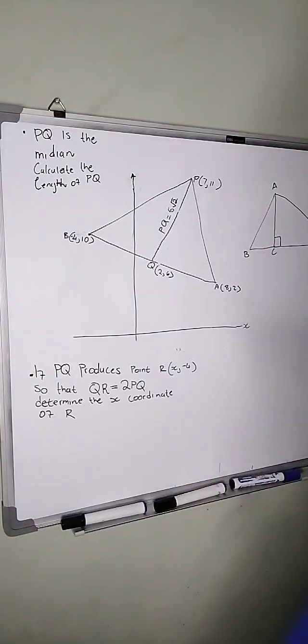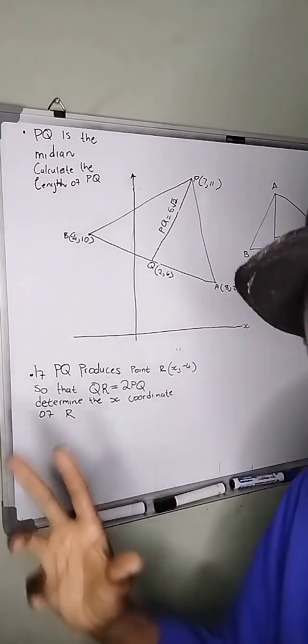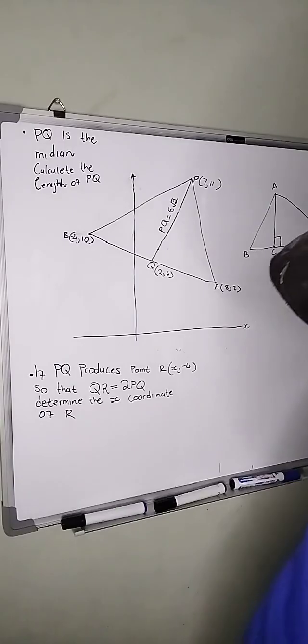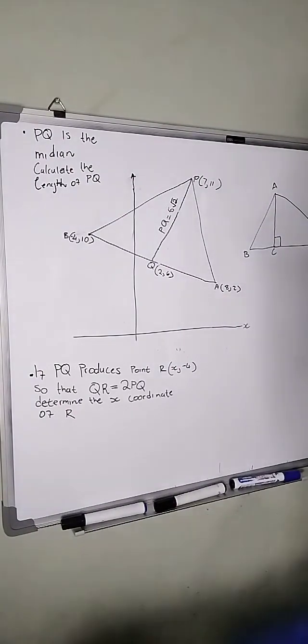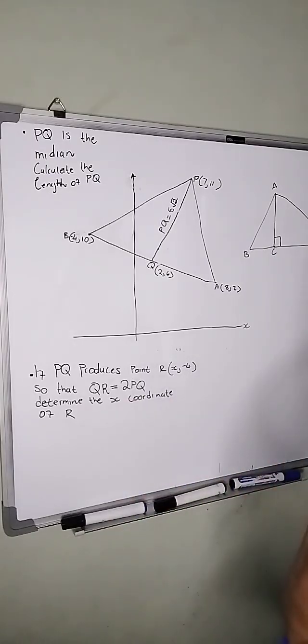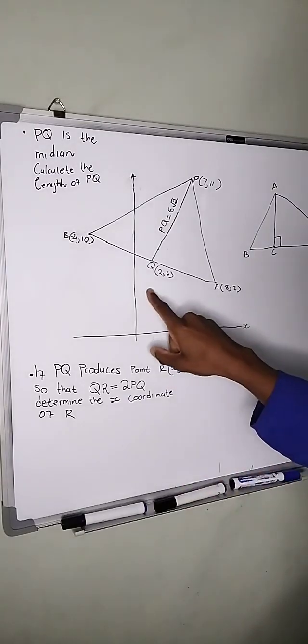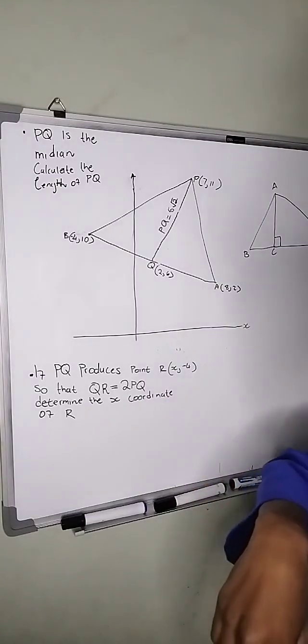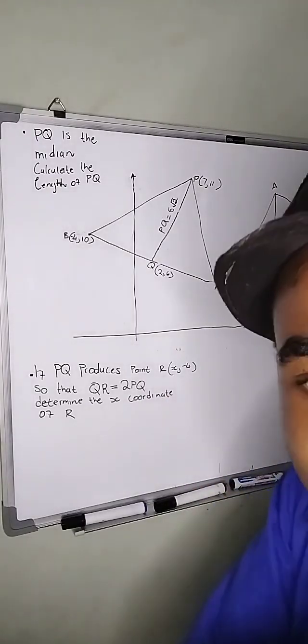What do we do here? What is the first thing that we have to do here? QR is double PQ. QR is 2 times PQ. Okay. PQ. So where is the QR?